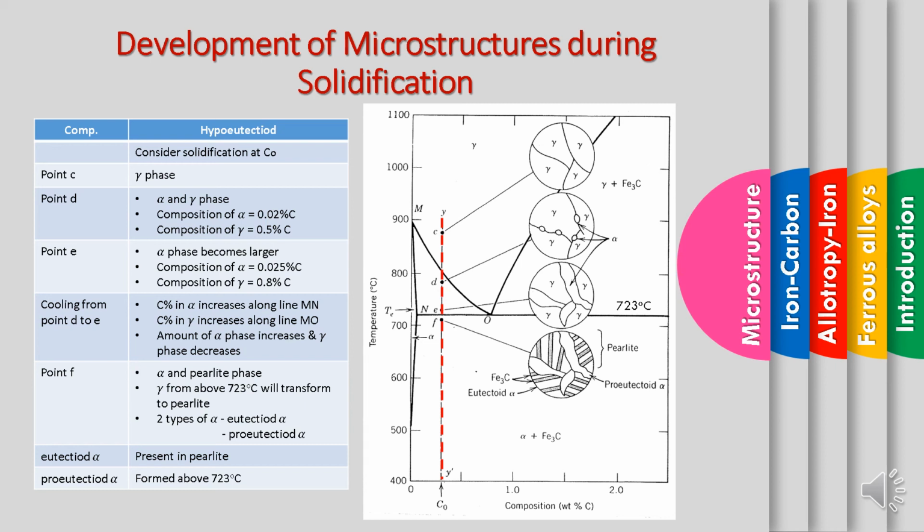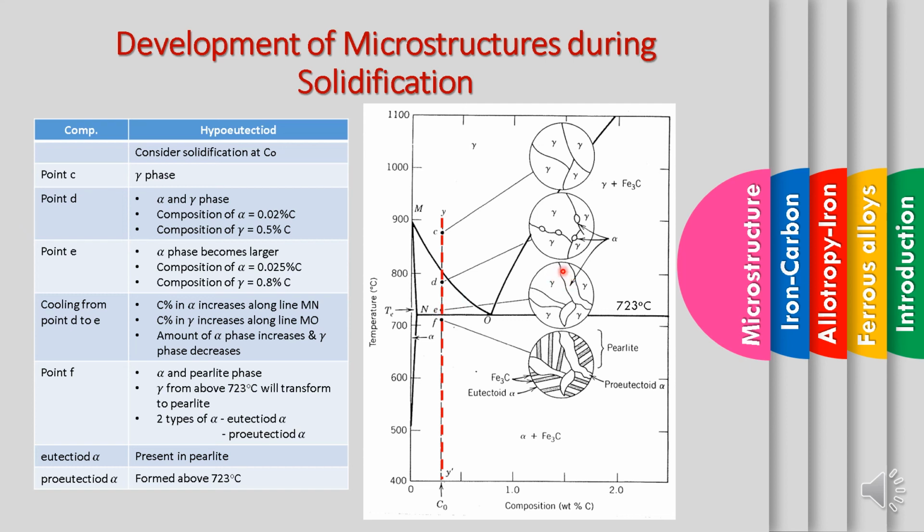So at point D we can see the composition. If we make a straight line here, it will cross this point and also this point, so we can make a projection in terms of percentage of carbon. The value is about 0.02 percent carbon, which is the composition of alpha, and then at this point we can make a projection around 0.5% carbon in gamma.